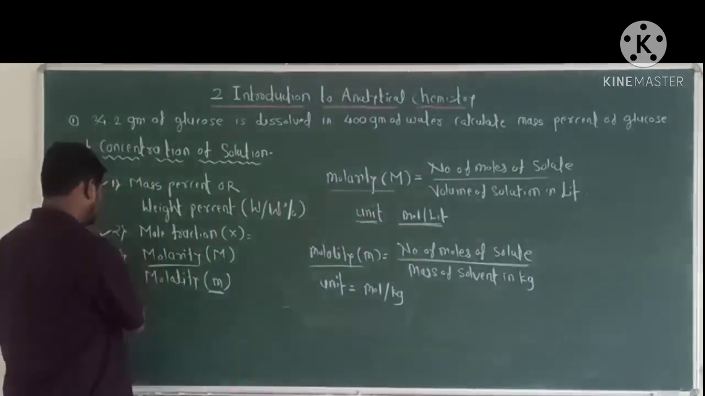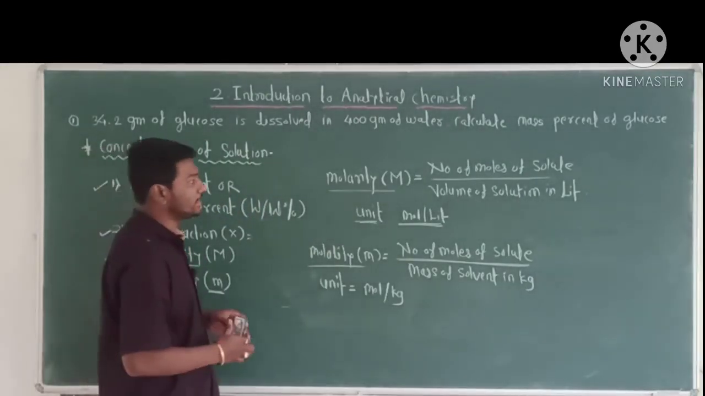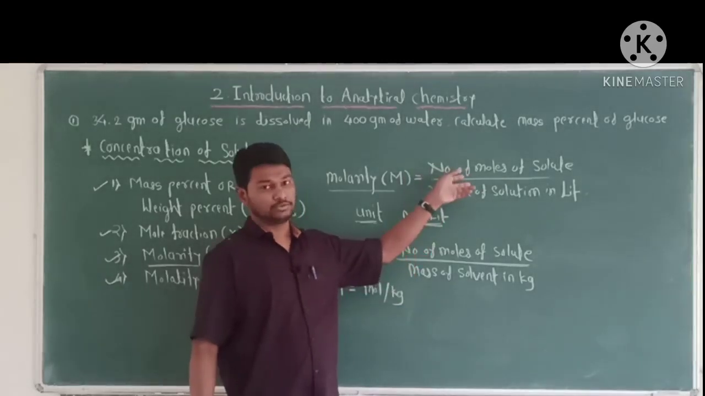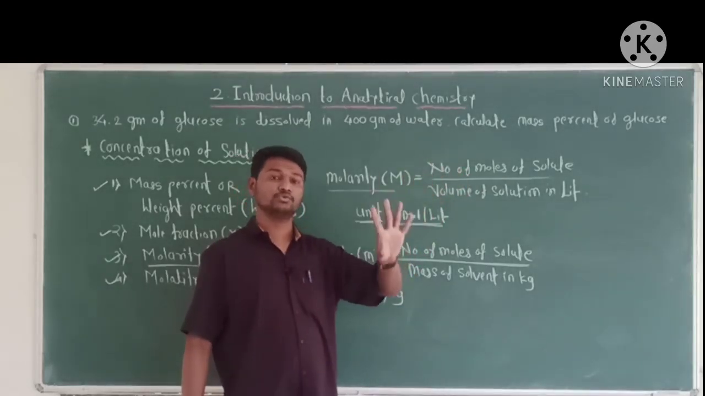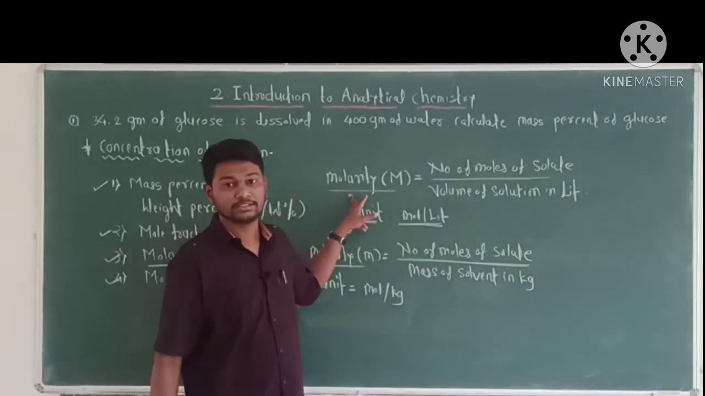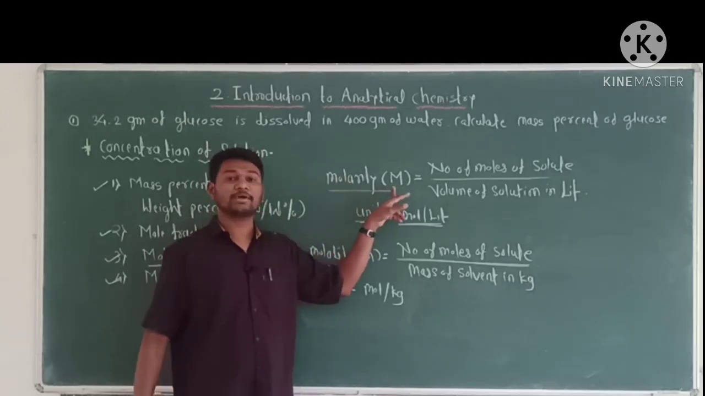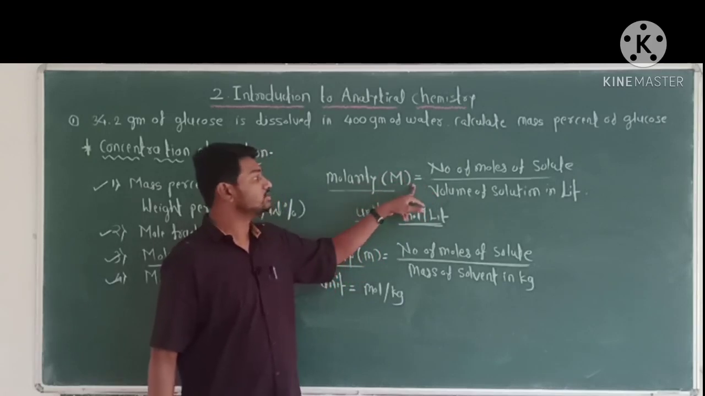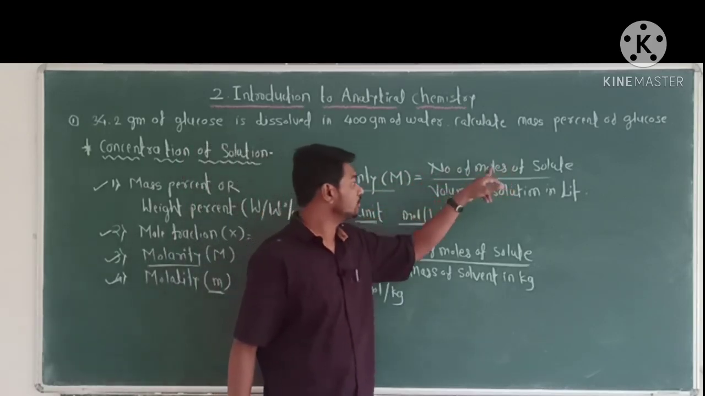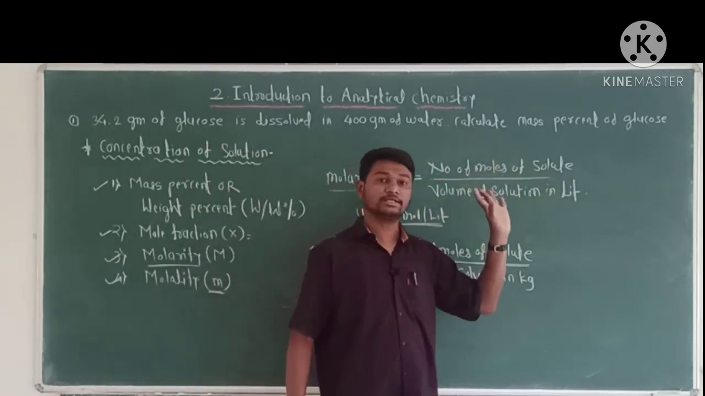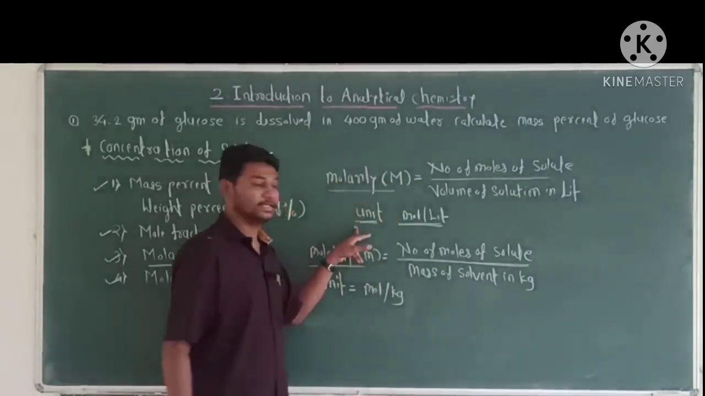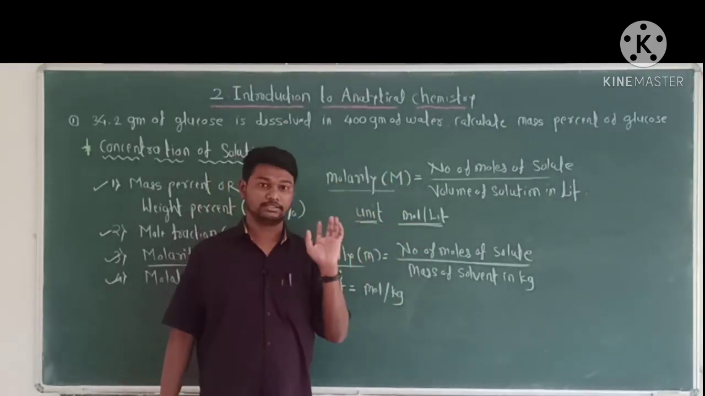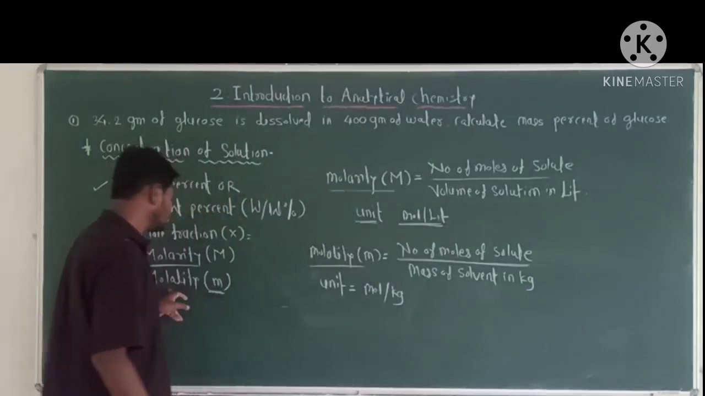Now next, third, molarity. The molarity is the number of moles of solute present in 1 liter of solution. Molarity is denoted by capital M, and is given by the equation: molarity is equal to number of moles of solute divided by volume of solution in liter, and the unit of molarity is mole per liter.